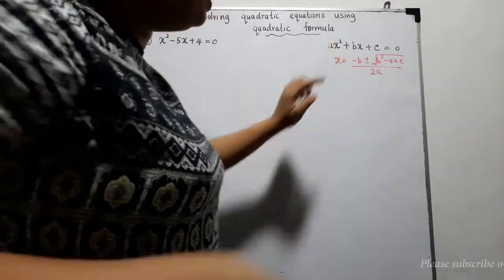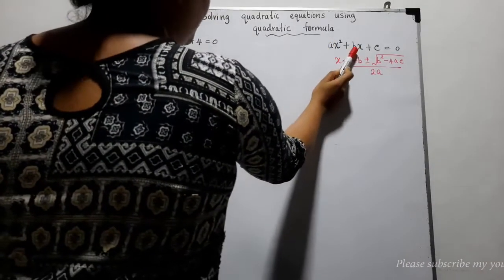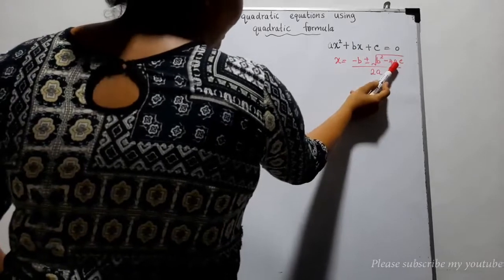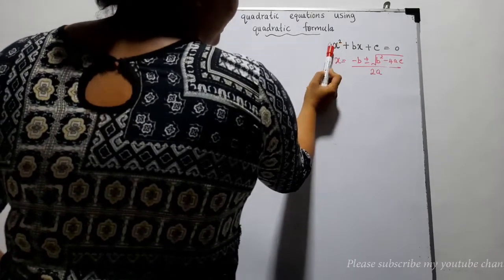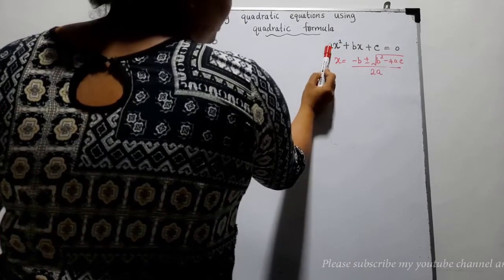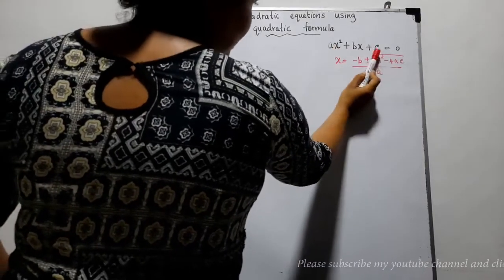B is the coefficient of x. You have to keep it in your mind. Then what is a? A is the leading coefficient, that is, the coefficient of x squared. Then c is the constant.